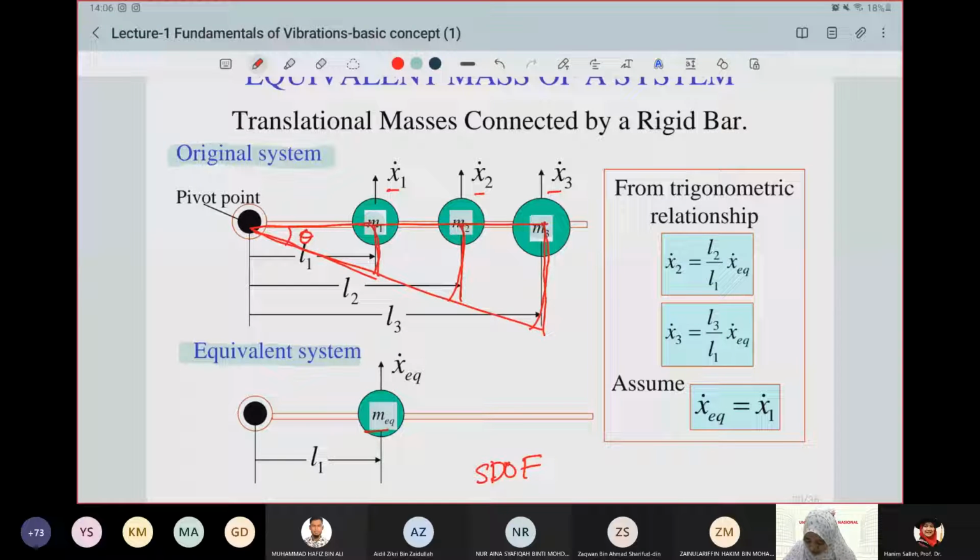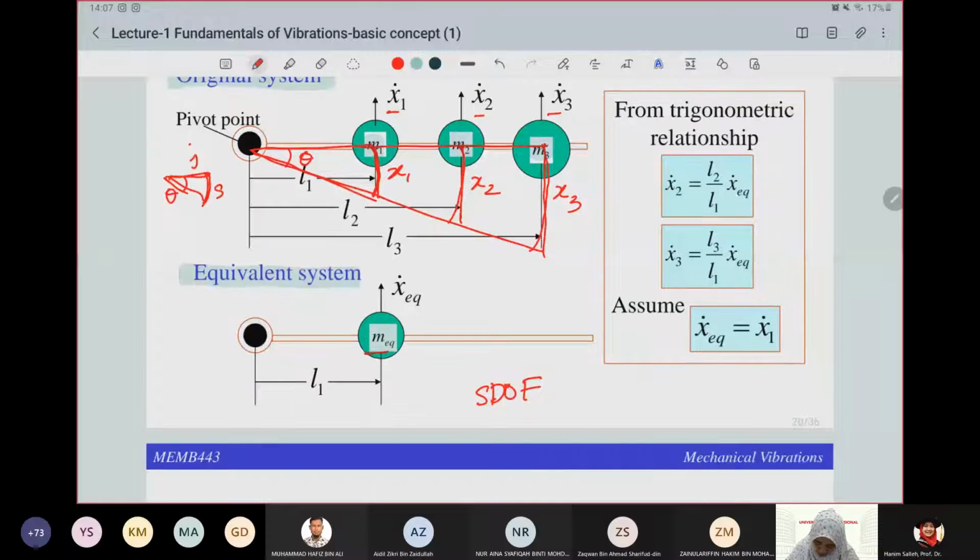If you draw a small triangle here, the relationship between x1, x2, and x3 with theta, can anyone give me the relationship? If you know the formula for an arc, S equals R theta. Have you heard of that formula before? R is the radius, basically. S equals R theta, or your radius, R theta.